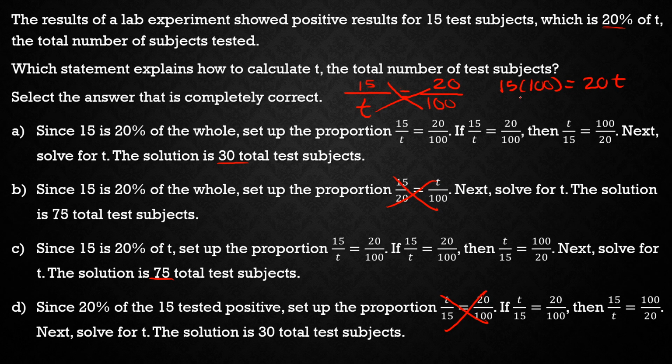15 times 100 is going to be 1,500. I have 20t. Divide both sides by the number next to my variable, which is going to be 20. So I'm going to do 1,500 divided by 20. So 1,500 divided by 20 is going to give us 75. So that means for here, C would be correct. Remember, make sure that my proportion is correct, and I have 75. Again, don't be afraid to type in those multiplication and division steps into a calculator to double check your work.